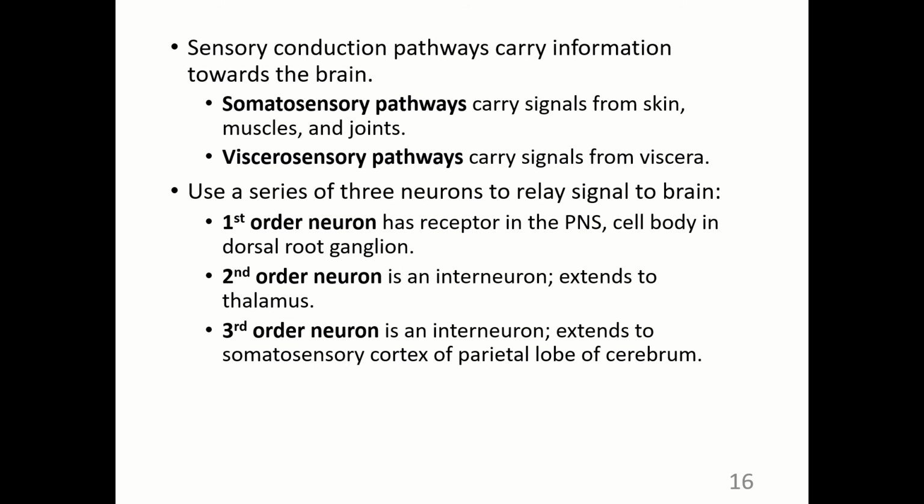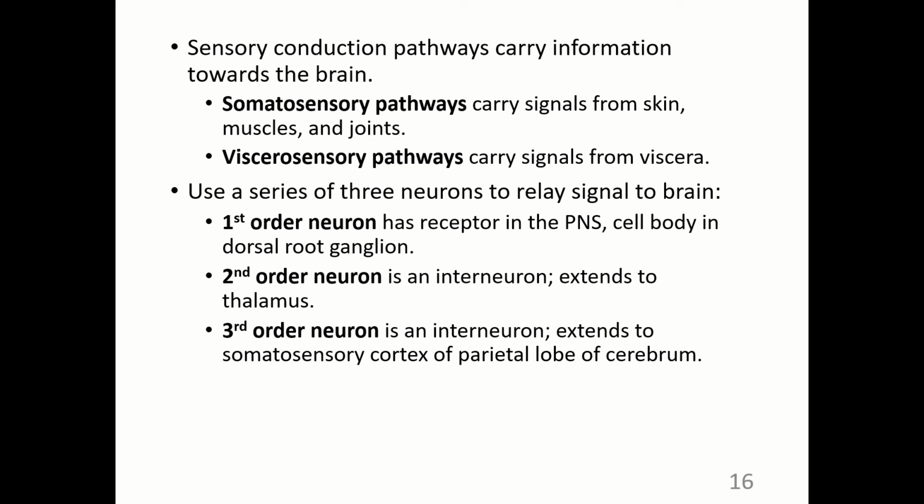Sensory conduction pathways carry information towards the brain. There are somatosensory pathways and viscerosensory pathways. Somatosensory pathways carry signals from the skin, muscles, and joints. Viscerosensory pathways carry signals from the viscera. It uses a series of 3 neurons to relay the sensory signal to the brain.